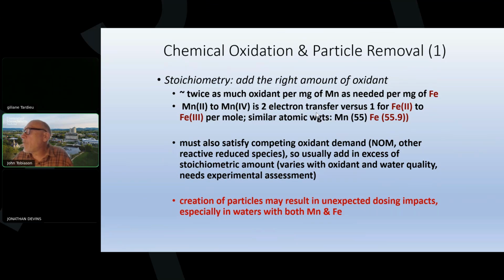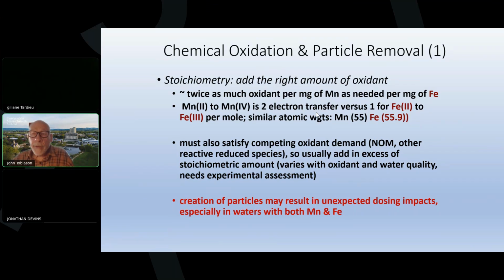And those are fancy names for stoichiometry. So how much do I add of the oxidant to oxidize the manganese and the iron? And it turns out we need twice as much oxidant per milligram of manganese than we do for iron, because manganese is going from Mn2+ to Mn4+, and iron's going from Fe2+ to Fe3+. And by chance, they both happen to have similar atomic weights, about 55 and 56.